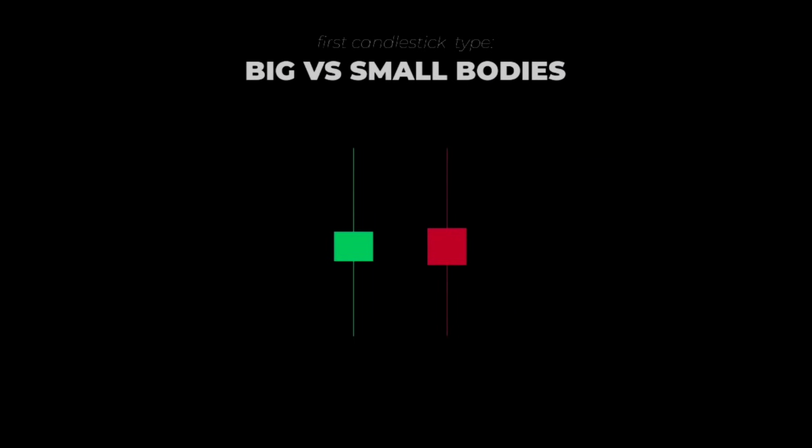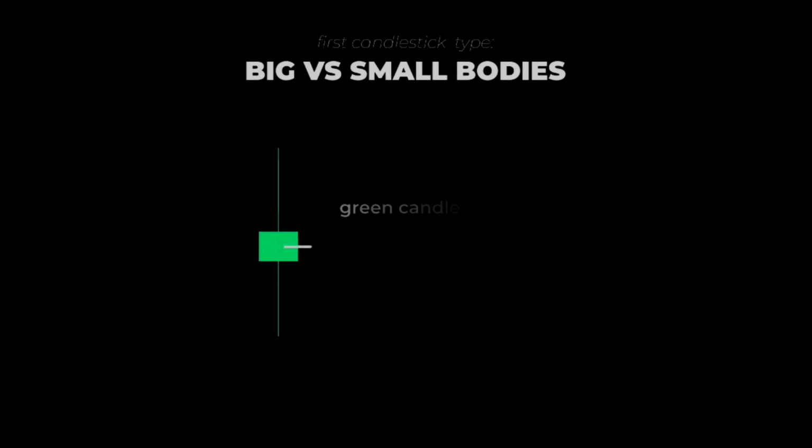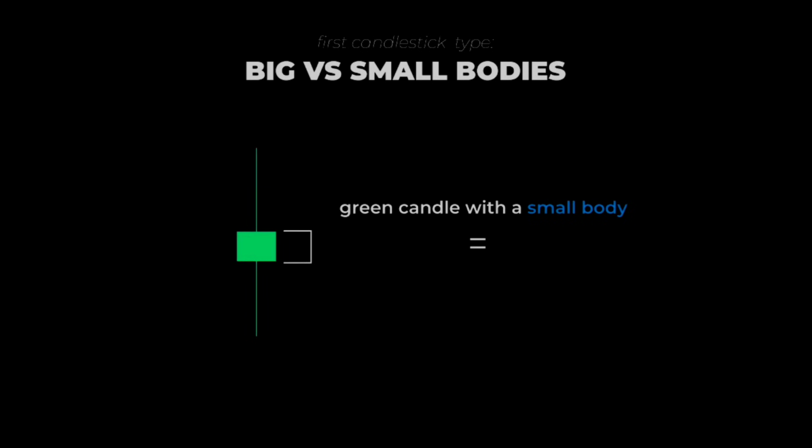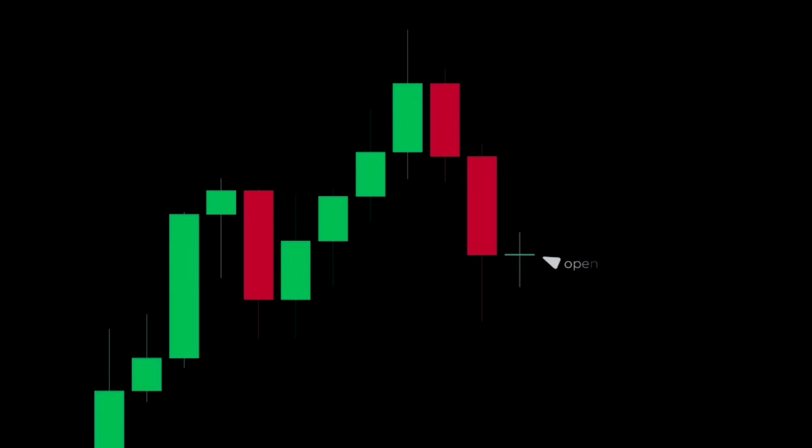A candle with a small body tells a different story. A green candle with a small body shows that, although buyers were in control, they weren't very dominant, as sellers also put up a lot of resistance. The price opened lower, and buyers tried to push it up, but since sellers were almost as strong, the price didn't move much and ended near the opening price. This is why the candle has a small body.